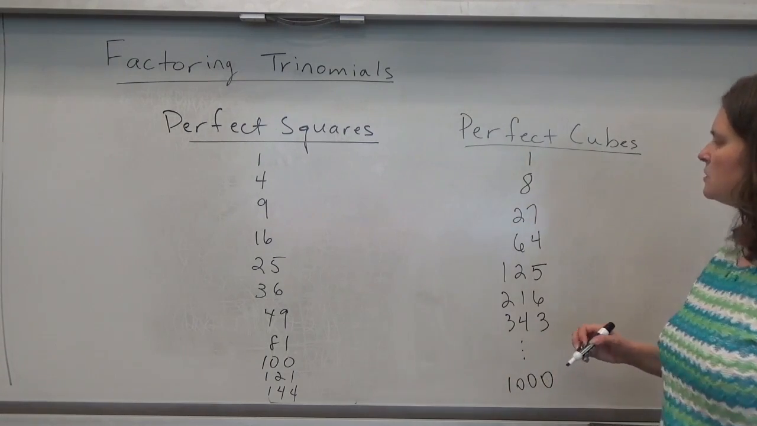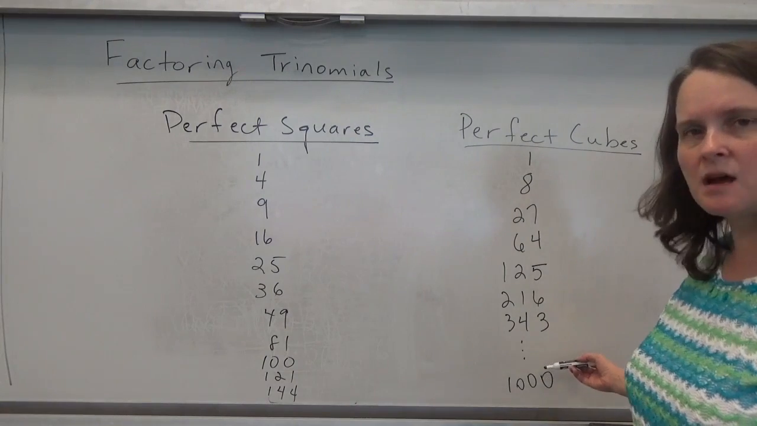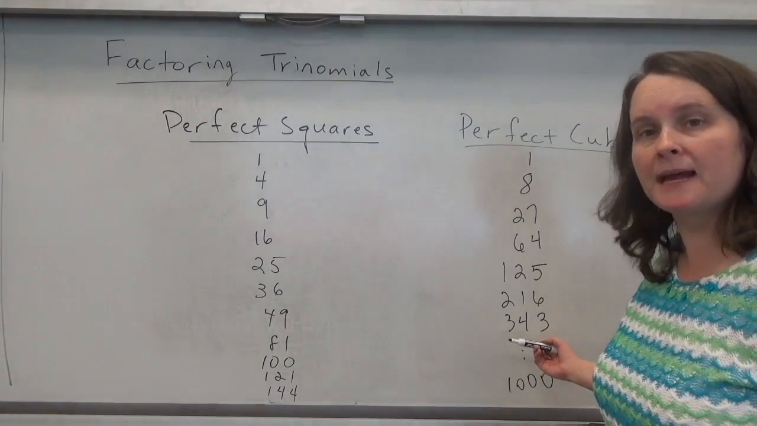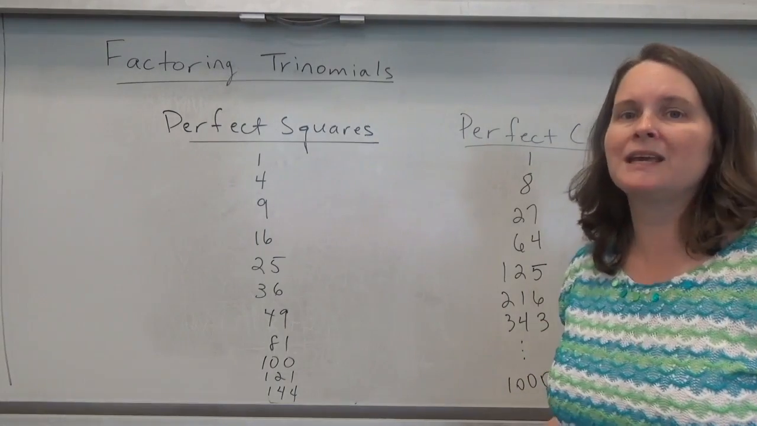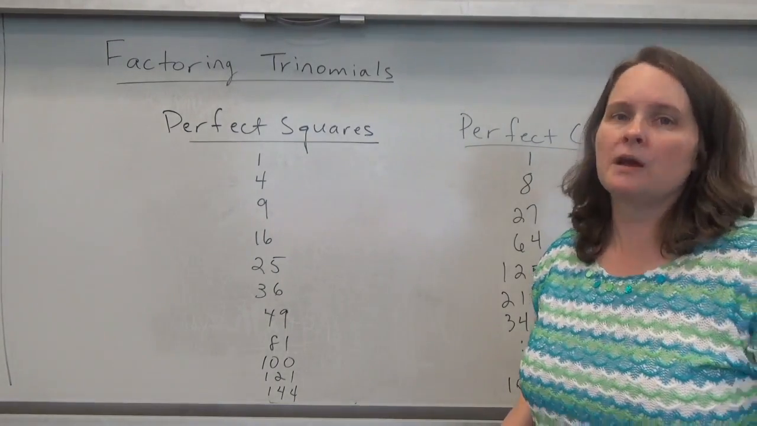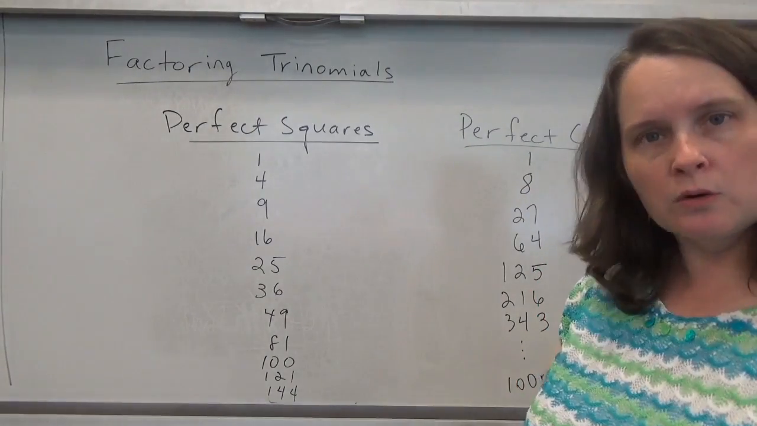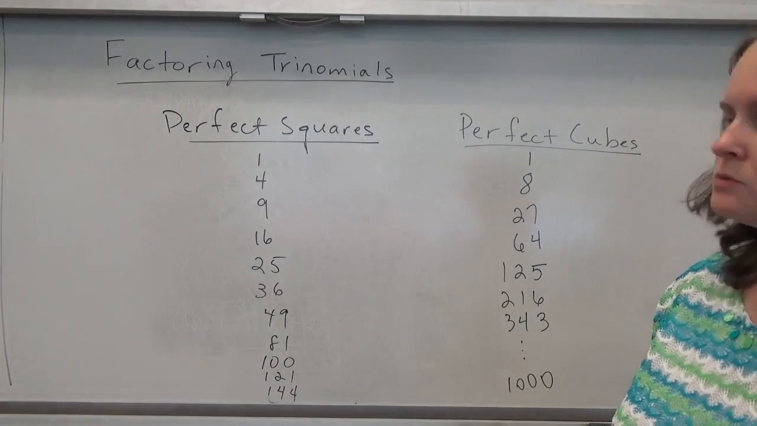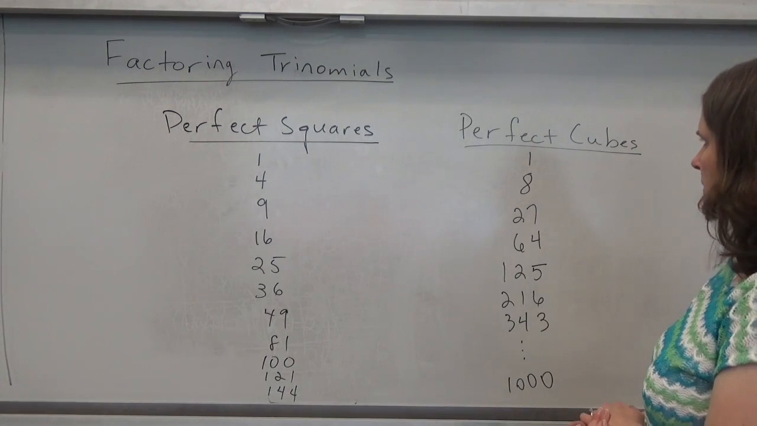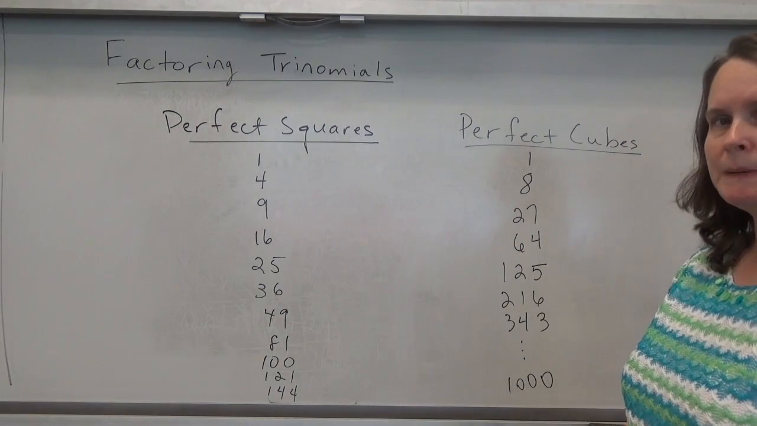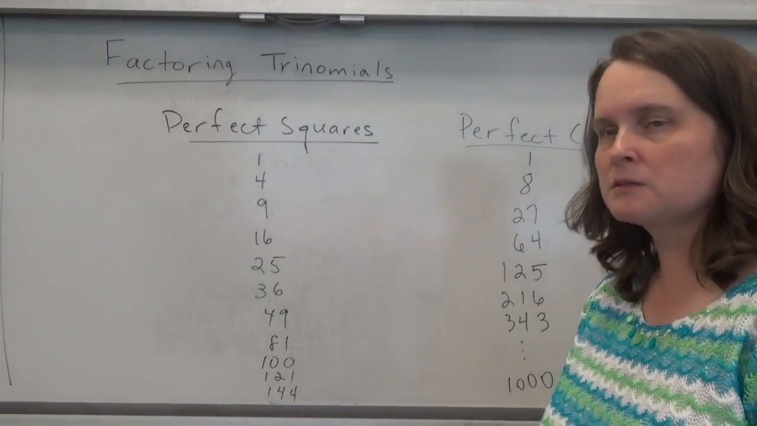I will not ask you any number that is not included on this list. I will not expect you to immediately recognize any number that is not on this list as a perfect cube. Again, it may come up in the homework, but if it does, you can just try to do it, or you can do a similar exercise if you need to. So these are the perfect squares and perfect cubes that we need to be able to recognize as we begin to work with factoring methods for special products.